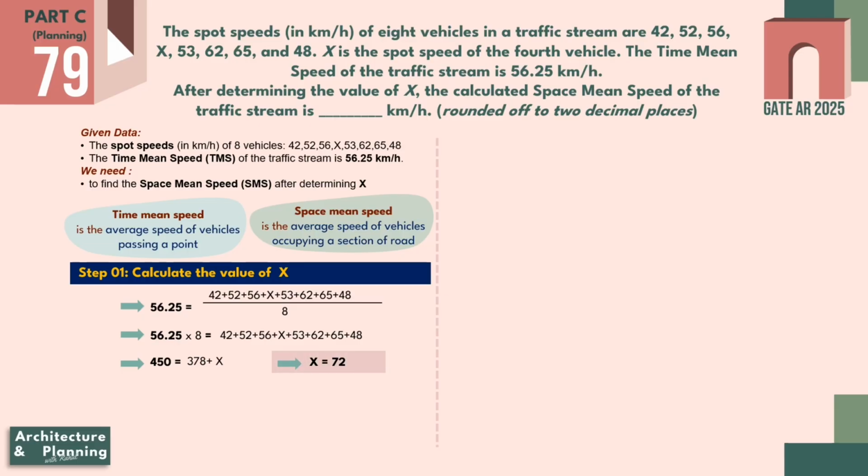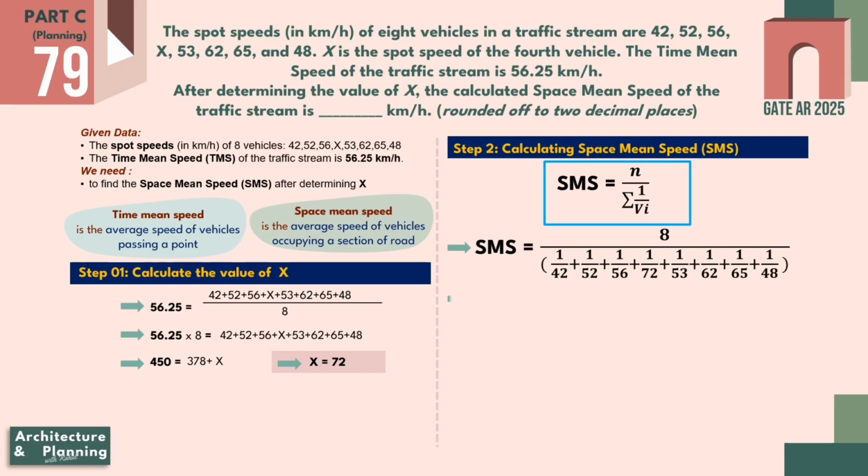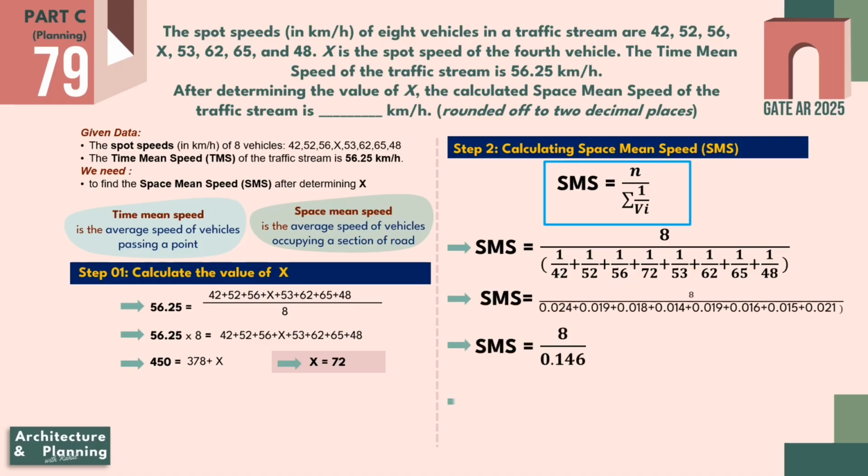Then step 2 is calculating space mean speed, and its formula is number of units divided by summation of 1 upon spot speed of every vehicle. Putting the value, we will get this. On calculating this, we will get 8 upon 0.146. And on dividing, we will get space mean speed equals 54.79 km per hour, which is the correct answer of this question.